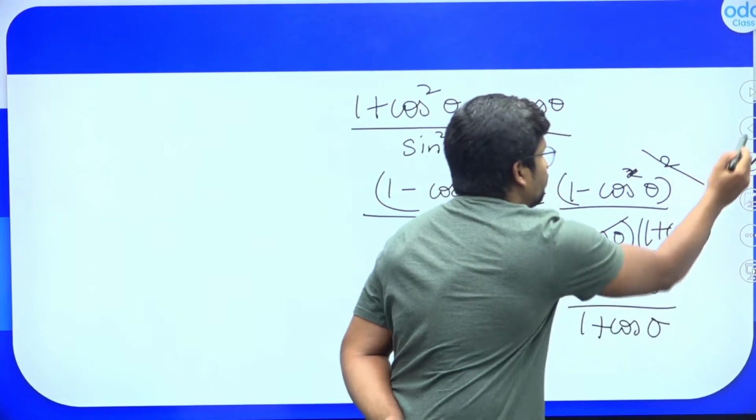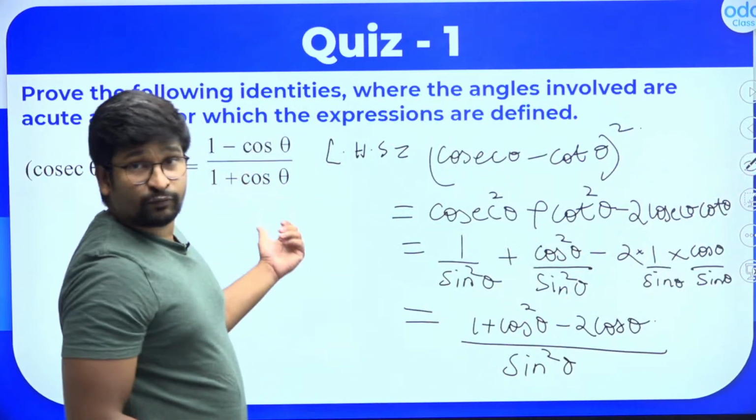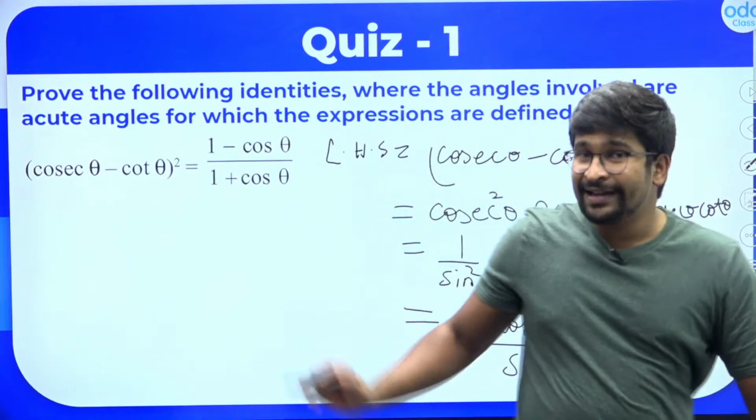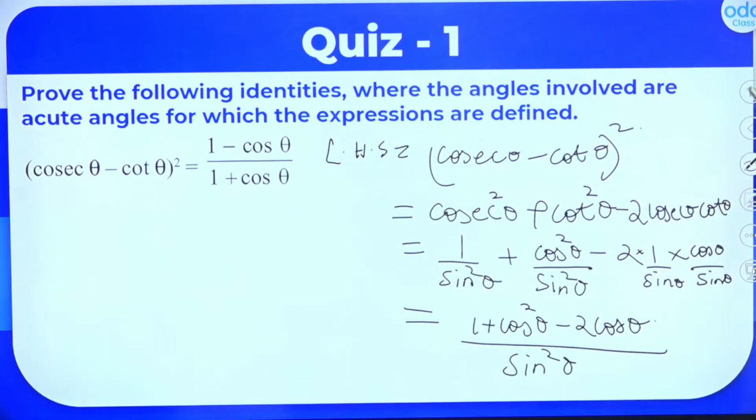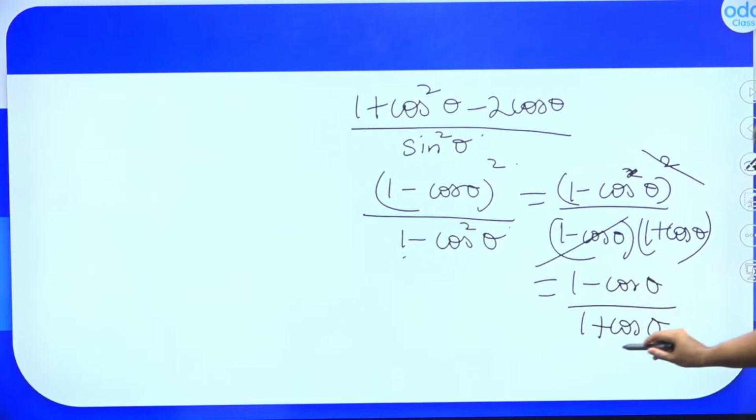Is it what was supposed to be proved? Yes, this is what was supposed to be proved. You have to prove that LHS is equal to RHS. Yes, we have already proved. This is (1 minus cos theta) divided by (1 plus cos theta), hence proved.